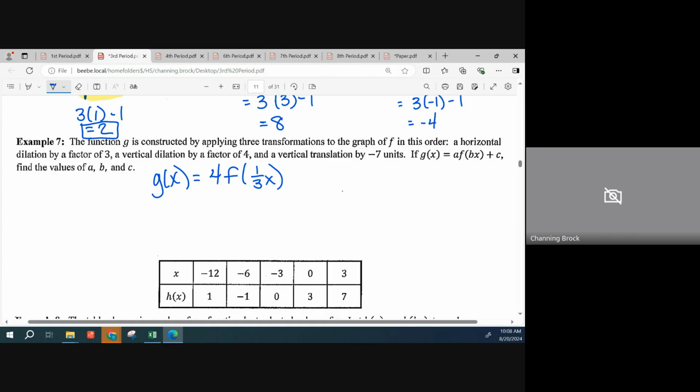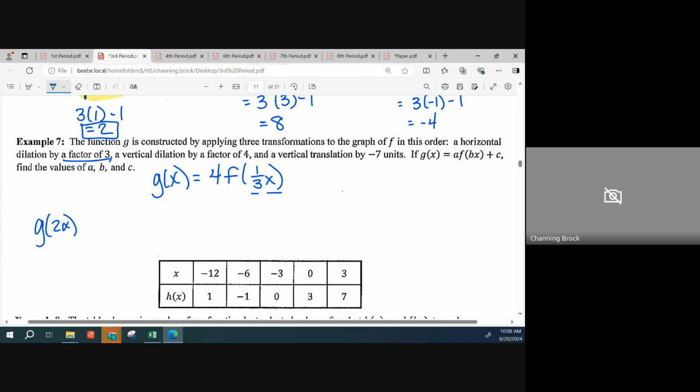Because think about it. Earlier we had, I don't know what the letter was, but I'll just say it was G of 2x. And we said that was a horizontal dilation by a factor of 1/2. So if I have a factor of 3, then that means that the value on the inside has to be 1/3. Because if I pull that out, it's got to match that.